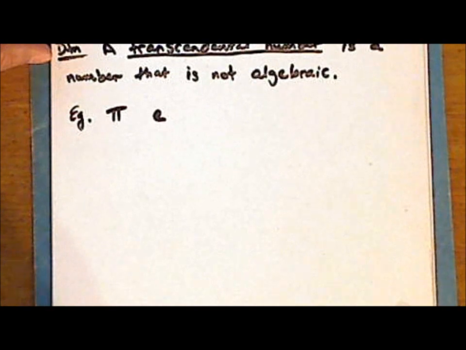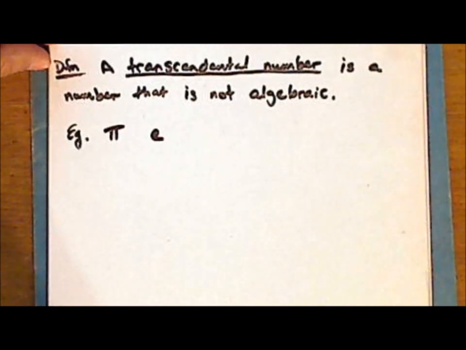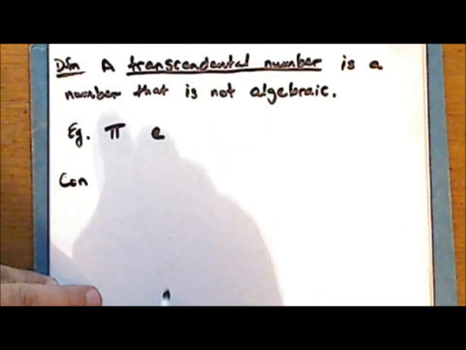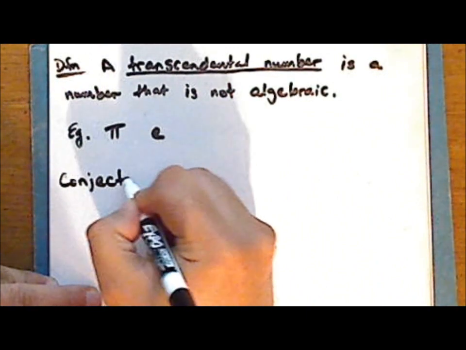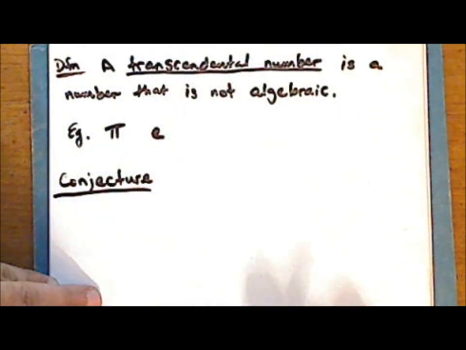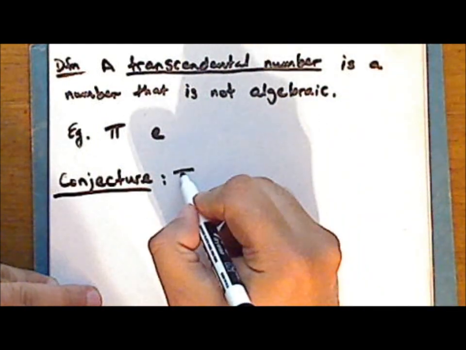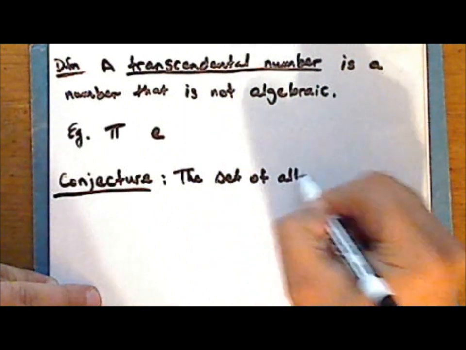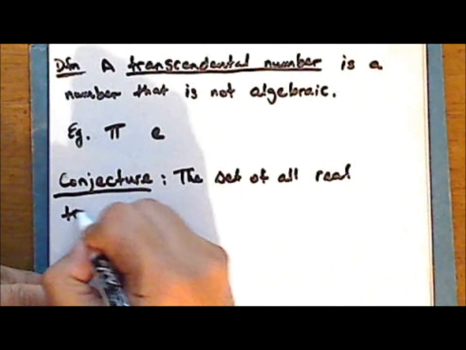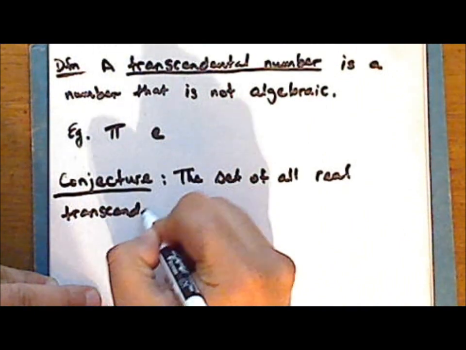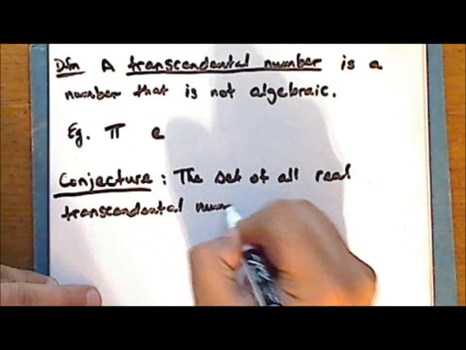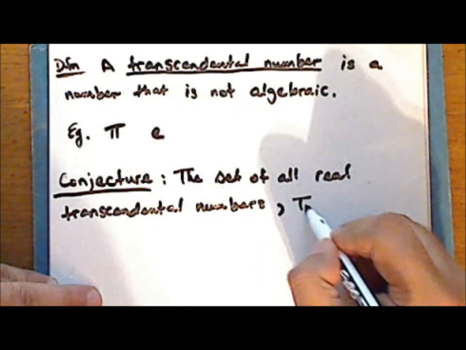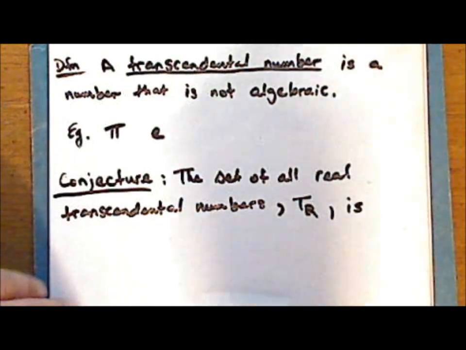And to do this, we'll first show that the set of all real transcendental numbers is an uncountable set. And so I'll state this as a conjecture because we're going to use a fact that we have not yet established. So as a conjecture, we'll show that the set of all real transcendental numbers, which I'll denote as T sub real, is uncountable.